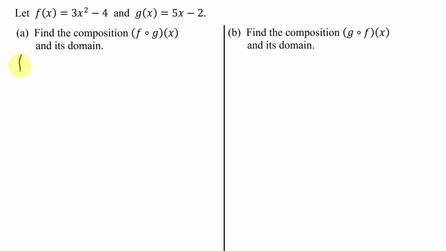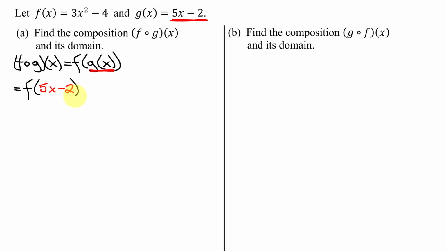So in part A, I need to find f composed with g of x, which by definition is just f at g of x. Well, we work from the inside out, so I'm going to take my definition of g of x and put it here. So that is going to give me f at, well, instead of g of x, I'm going to have 5x minus 2. So now I need to figure out what f at 5x minus 2 is.